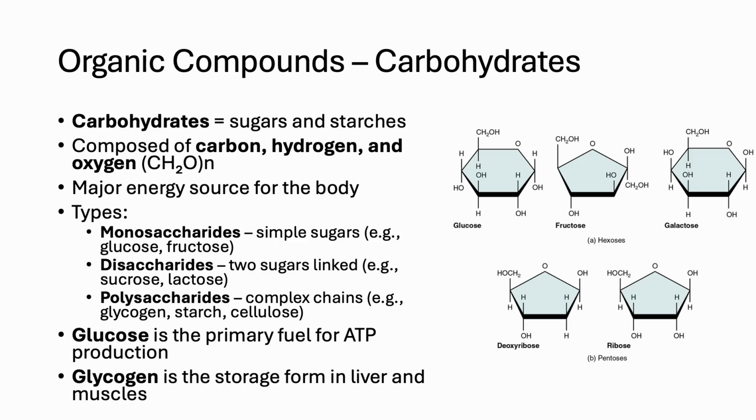Carbohydrates are one of the body's main sources of energy. They're made up of carbon, hydrogen, and oxygen in a 1 to 2 to 1 ratio. The simplest forms are monosaccharides, which include glucose, the main fuel source for cellular respiration. Disaccharides are pairs of sugars like sucrose, which is table sugar. Polysaccharides are long chains and include glycogen, which we store in our liver and muscles for quick energy use. Starch and cellulose are plant-based polysaccharides. Starch can be digested, cellulose cannot. When we eat carbs, enzymes break them down into monosaccharides, especially glucose, which is then used to produce ATP, the energy molecule all cells rely on.